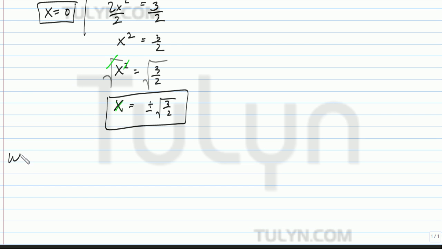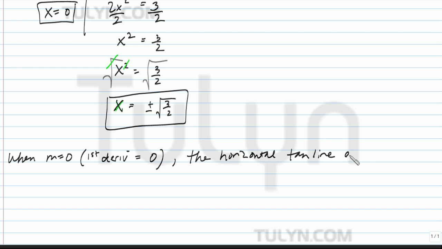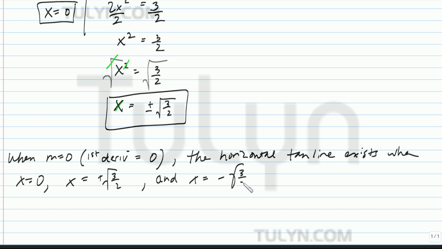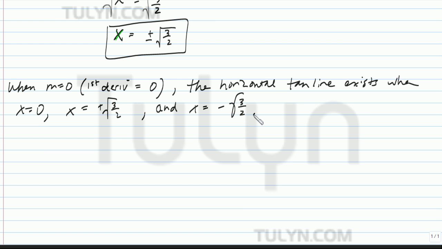So when the first derivative equals 0, the horizontal tangent line exists when x equals 0, x equals positive radical 3 over 2, and x equals negative radical 3 over 2. Now, because they said they wanted points, that means they don't just want x values, but they want us to go ahead and find a y value.